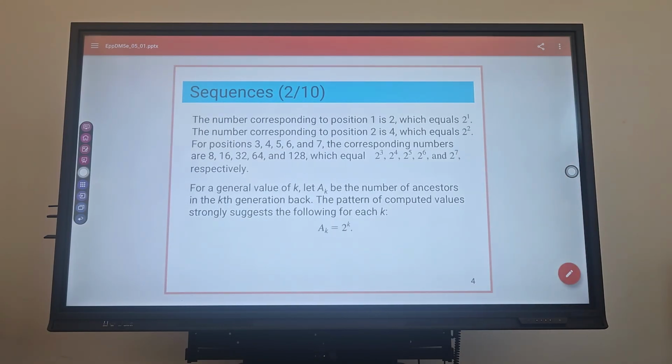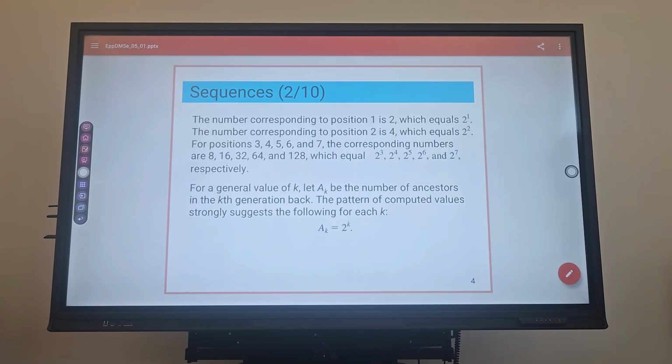The number corresponding to position 1 is 2, which equals 2 to the first power. The number in the second position is 4, which is equal to 2 to the second power. For each subsequent position, the corresponding number equals 2 to that position's power.